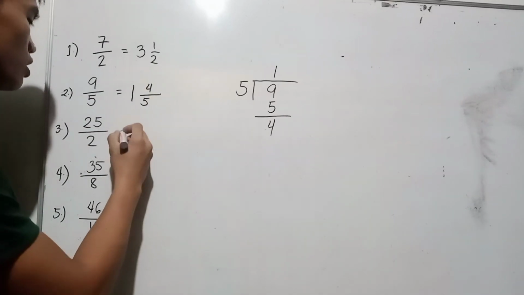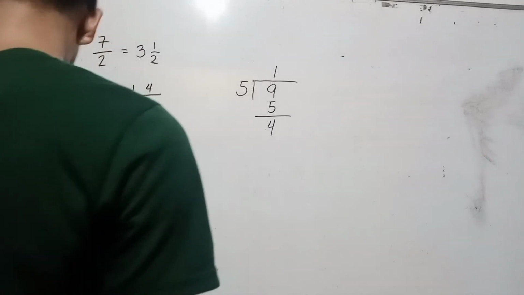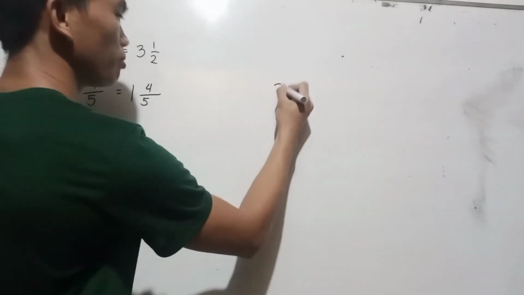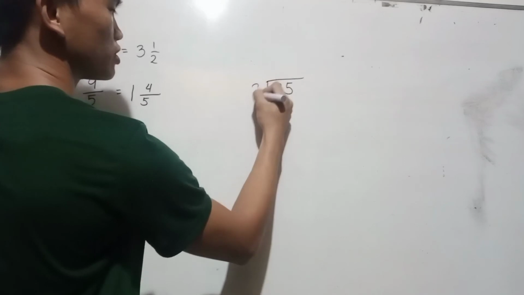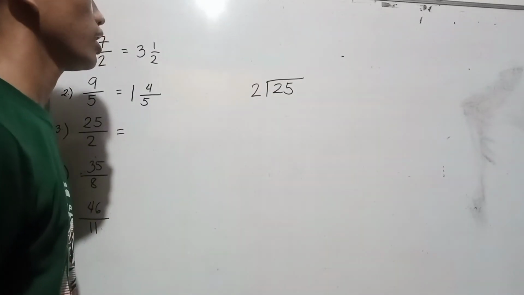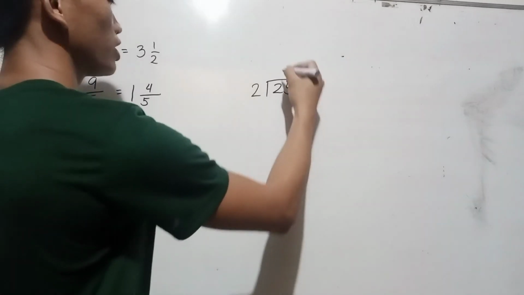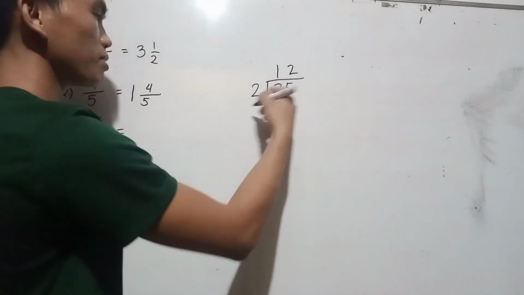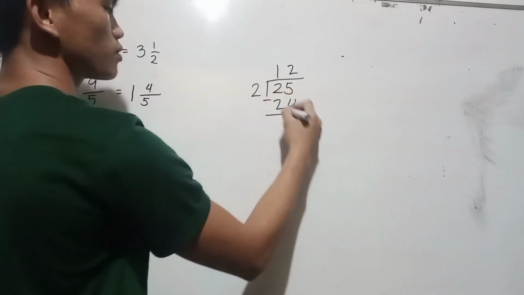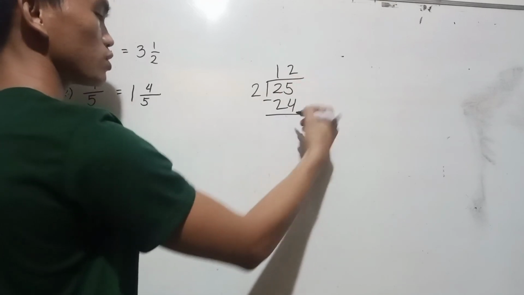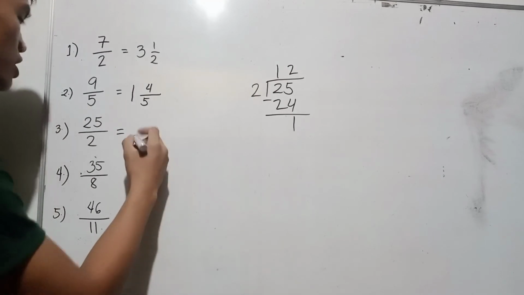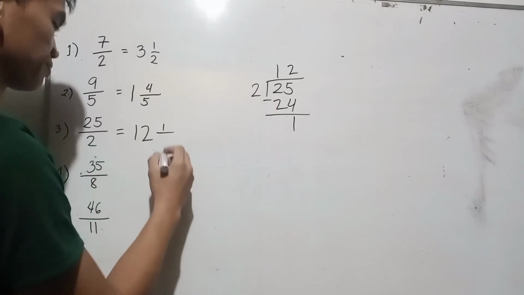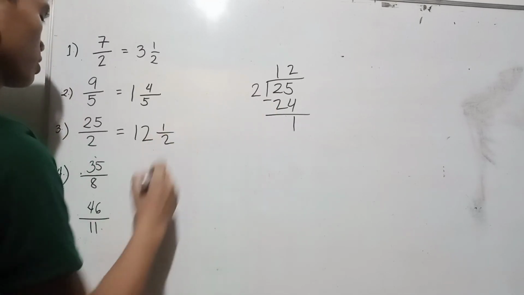So let's move on to number 3. 25 is the dividend and 2 is the divisor. Think of a number that, when you multiply by 2, is lesser than 25. I think the answer is 12. 12 times 2 is 24. 25 minus 24 is 1. So the answer goes like this: the quotient is 12, the remainder is 1, and the divisor is 2.